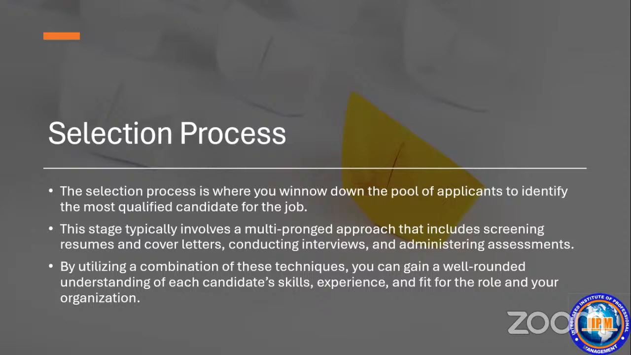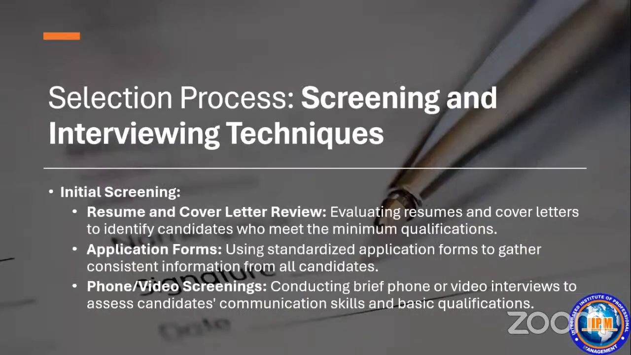Next, you can also utilize a combination of these techniques. You can gain a well-rounded understanding of each candidate's skills, experience, and fit for the role, and fit for your organization. Somebody might be fit for the role, but this person is not fit for your organization based on what your organization stands for. So it is important that you look into it.